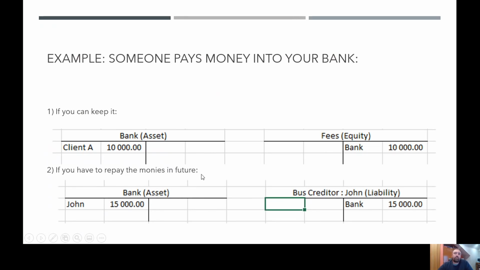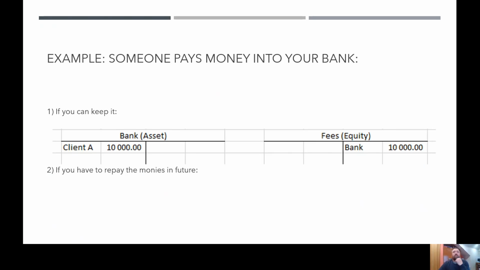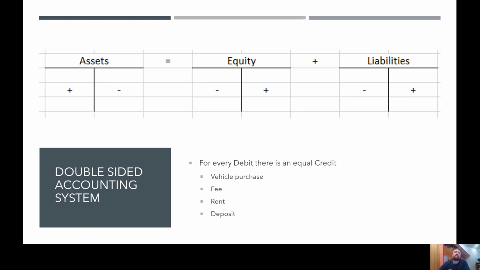But what happens if I have to repay the monies in future? So let's say someone lends me funds for my business. So John, my bank will increase with 15,000 because he physically pays the money in. But I will then have to generate a creditor for John to show that in future I will have to pay him back. Okay, so throughout the questions, I'm always going to ask, will we have to pay the money back? If yes, then liabilities. If no, equity.